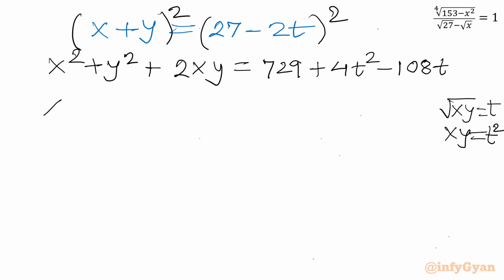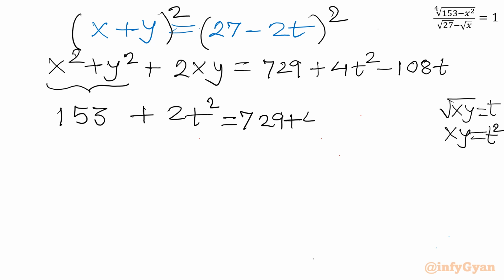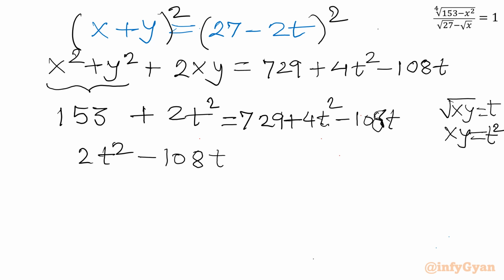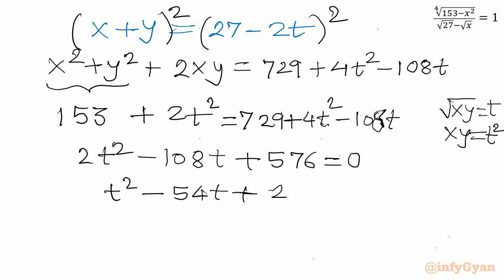So here I will be writing x square plus y square was 153. Then xy is t square, so 2t square equal to 729 plus 4t square minus 108t. Let us take all the terms to one side, the right-hand side. So 2t square, then minus 108t, then 729 minus 153, it will become 576, equal to 0. The equation is divisible by 2, so let's divide by 2: minus 54t, and half of 576 is 288, equal to 0. Now this is one quadratic equation.